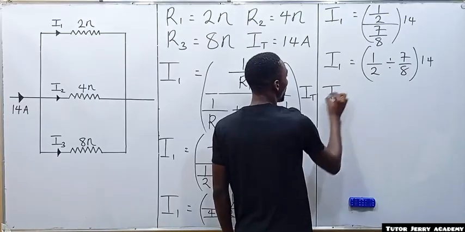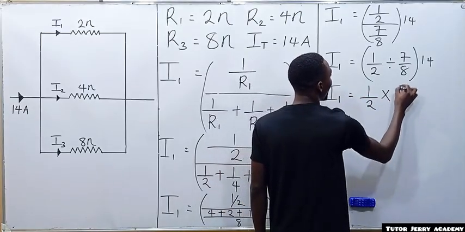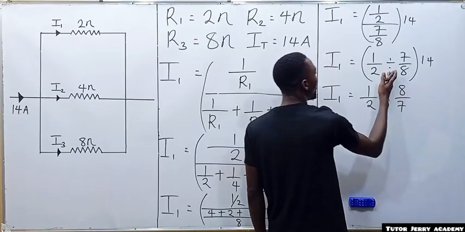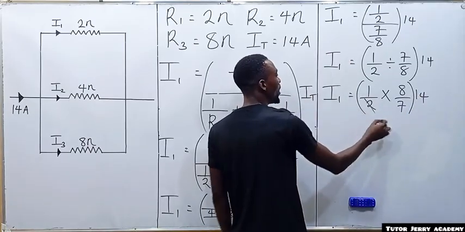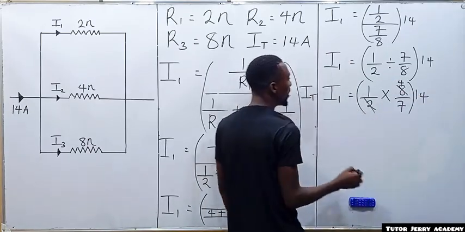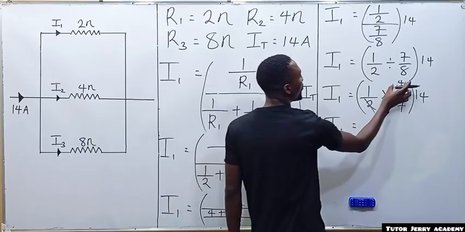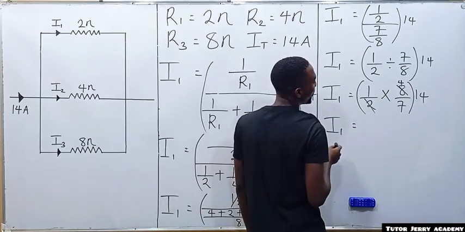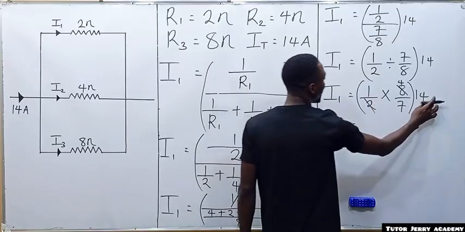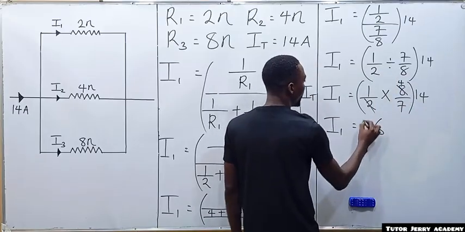So I1 will be equal to 1 all over 2 multiplied by 8 all over 7, from BODMAS, right? Then we multiply this by 14. So 2 here 1, 2 here is 4, right? All right. So I1 will be equal to 4 times 14. 4 times 14 is 56, because 4 times 4 is 16, you carry 1, 4 times 1 is 4 plus 1 is 5, so 56.